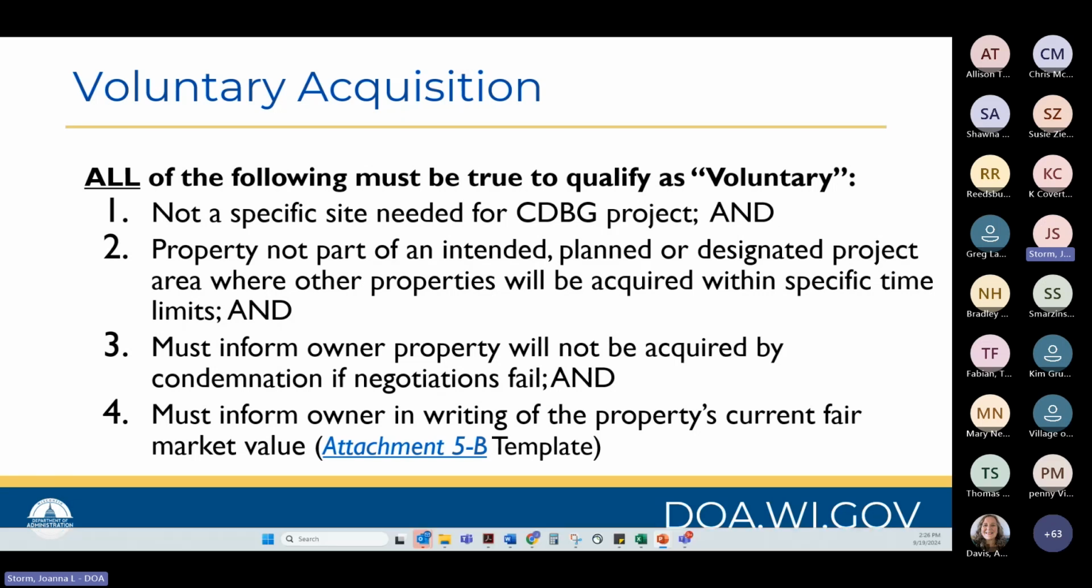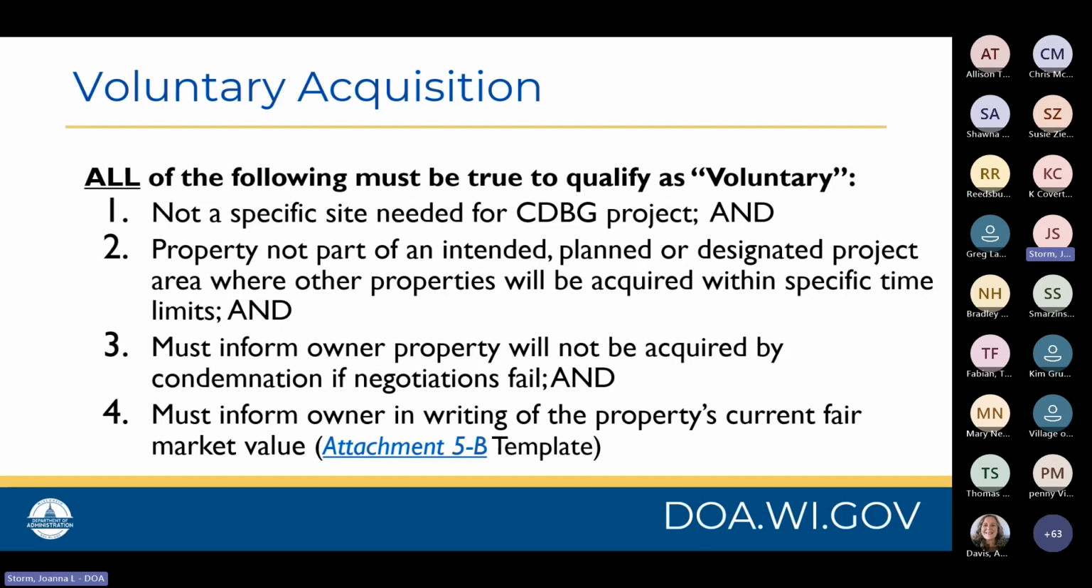And you must inform the owner in writing of the property's current fair market value. For this, refer to attachment 5B. This is a template that we have available for your use in association with our handbook.